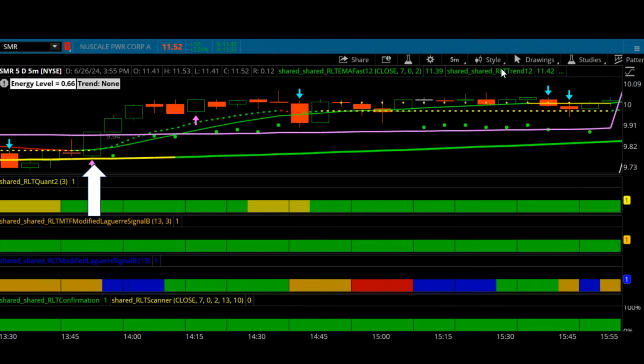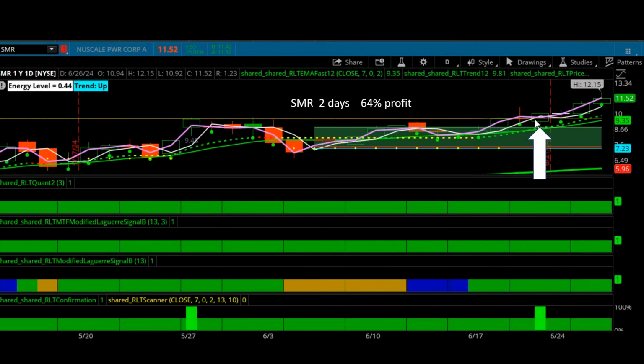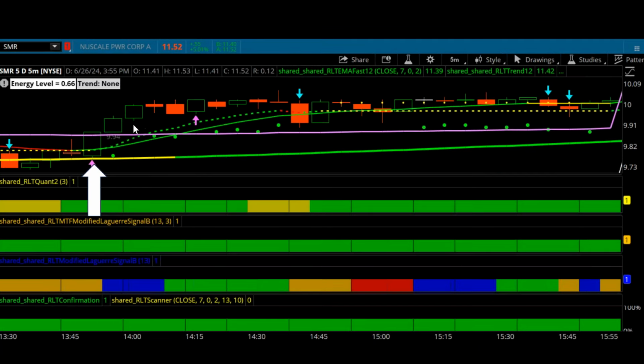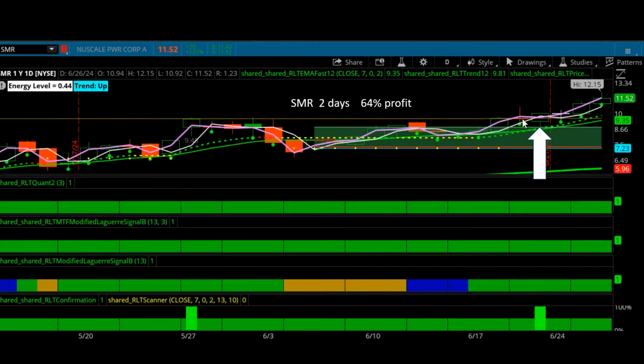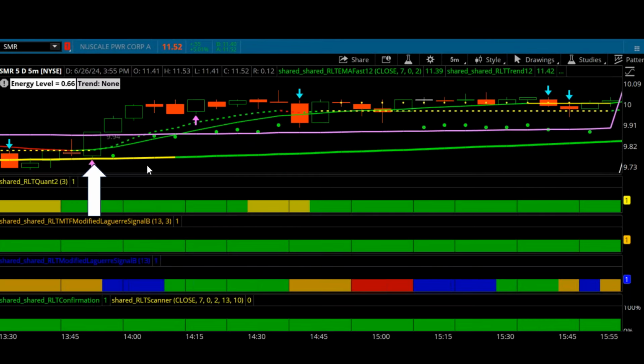This was SMR on 5 minutes. I'm sorry, this was the daily chart in SMR. This is where we bought it and where we wanted it because it was coming out of here on the daily chart. Here's a 5 minute chart in SMR, and this was the day we got into the trade. We knew it was bullish because of the daily chart. We wanted to get into it on the 5 minute chart.